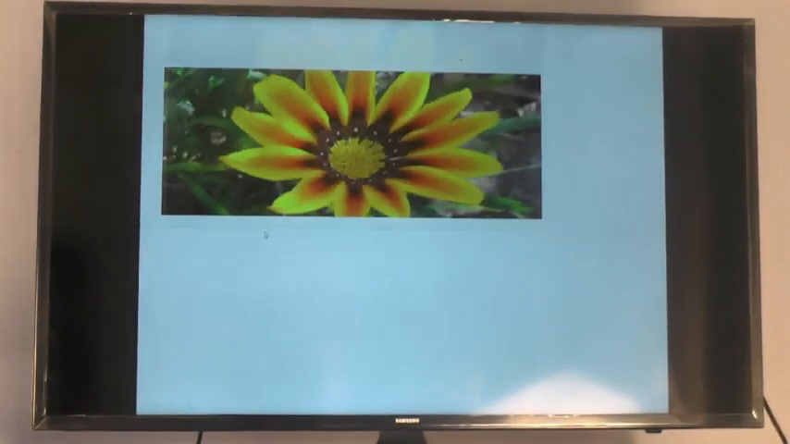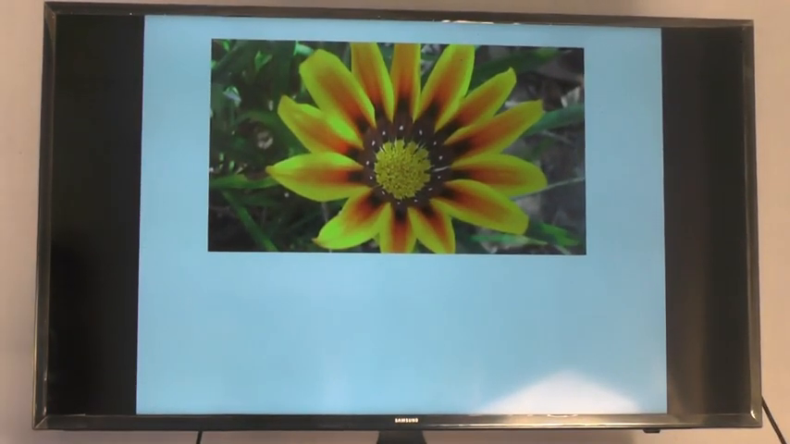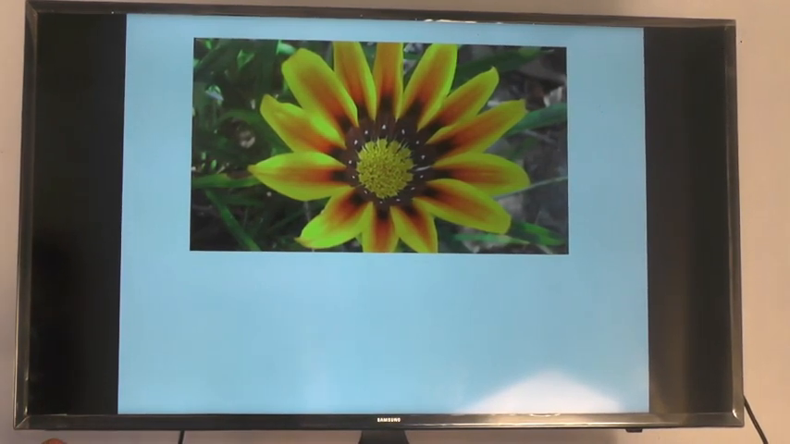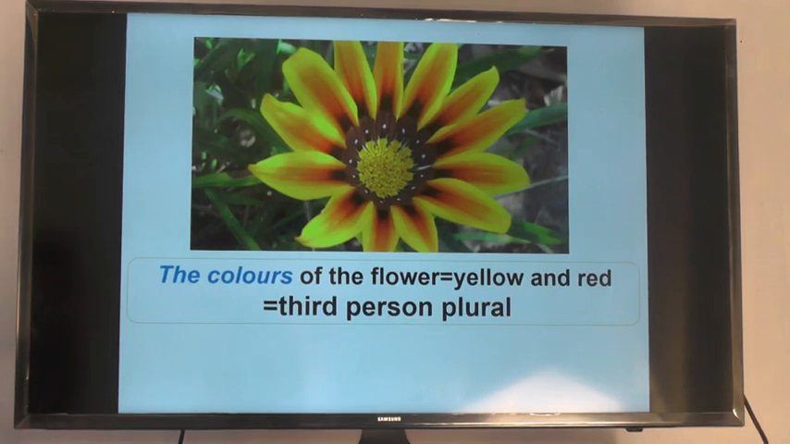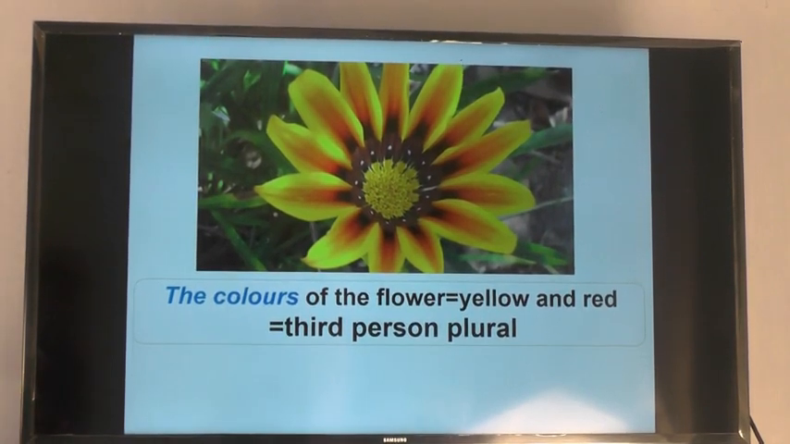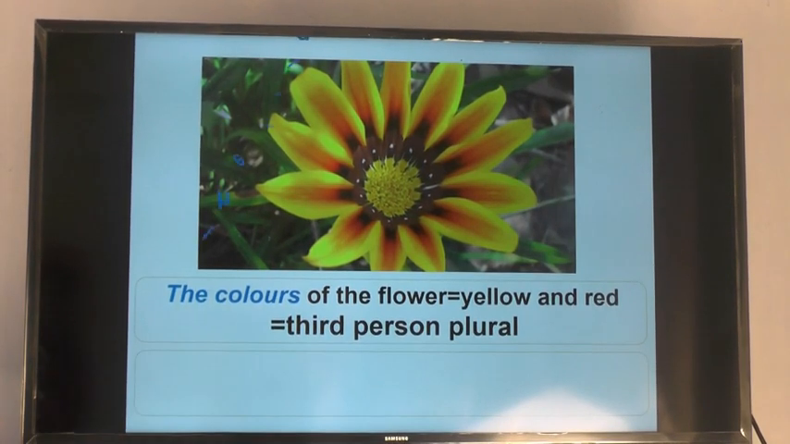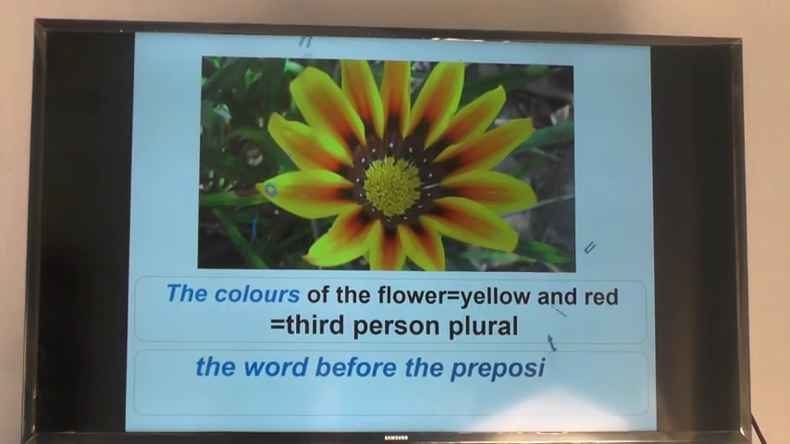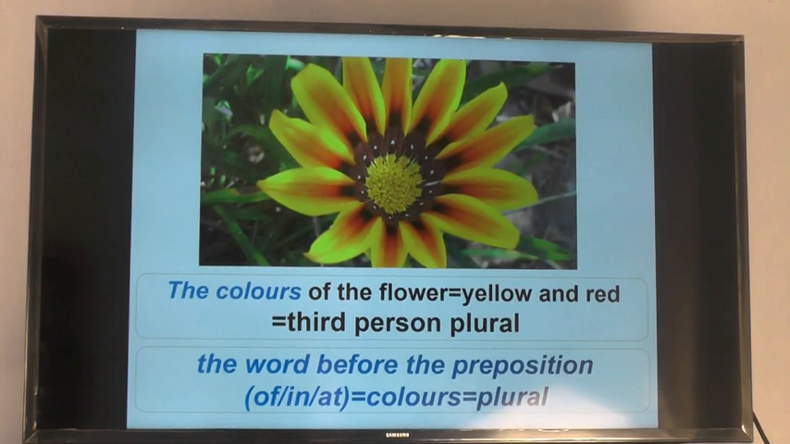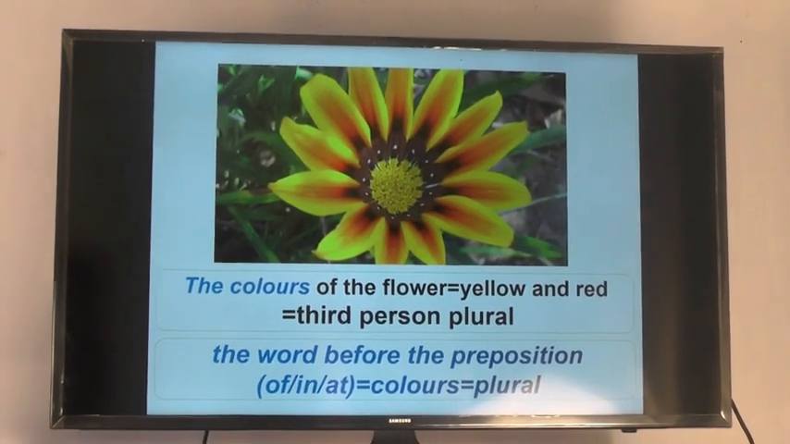So look at another puzzle. You see another flower, and look at the colors. This is only one flower, but it has two colors. So we can say the colors of the flower. The flower is only one, but the colors are two, yellow and red. So this is third person plural, because the meaning is that here the colors are two. And the same thing, the word before the preposition determines the number of the person. So this is the mystery you should remember, and that will help you further.